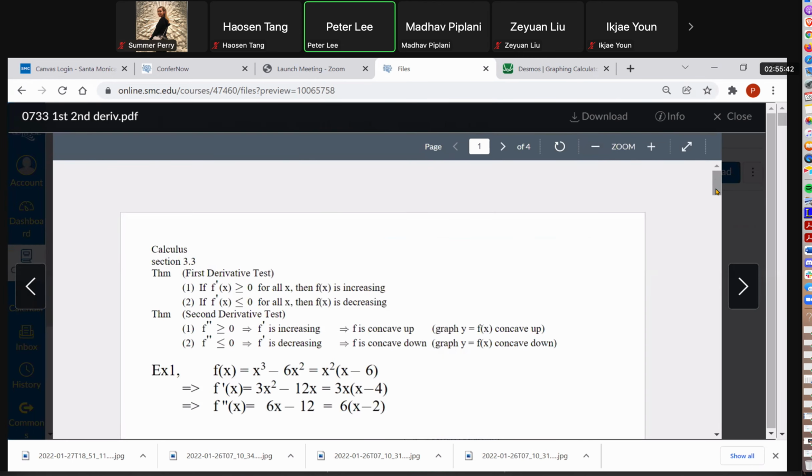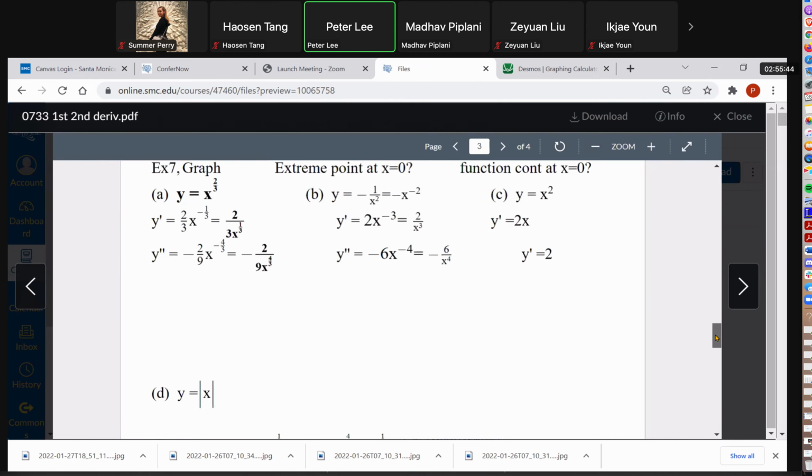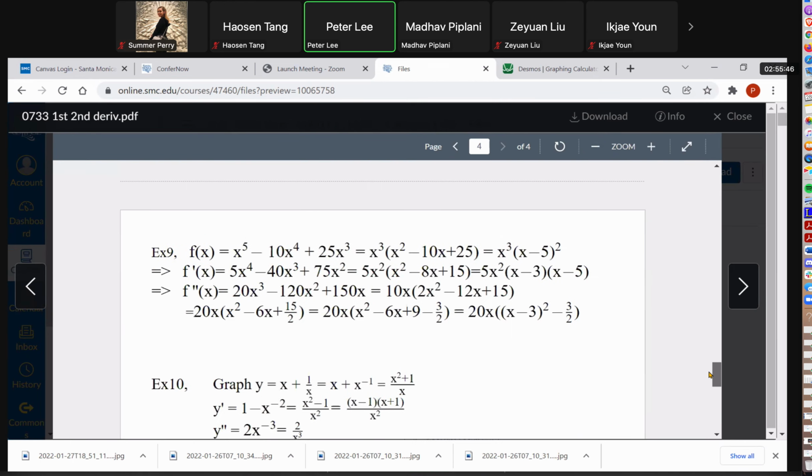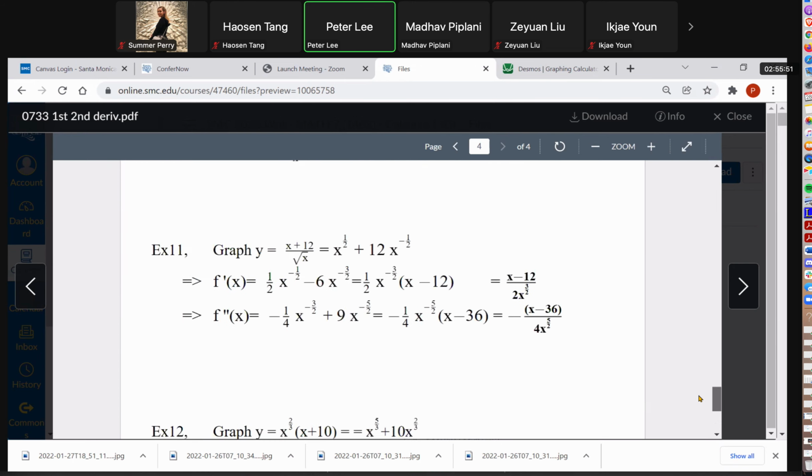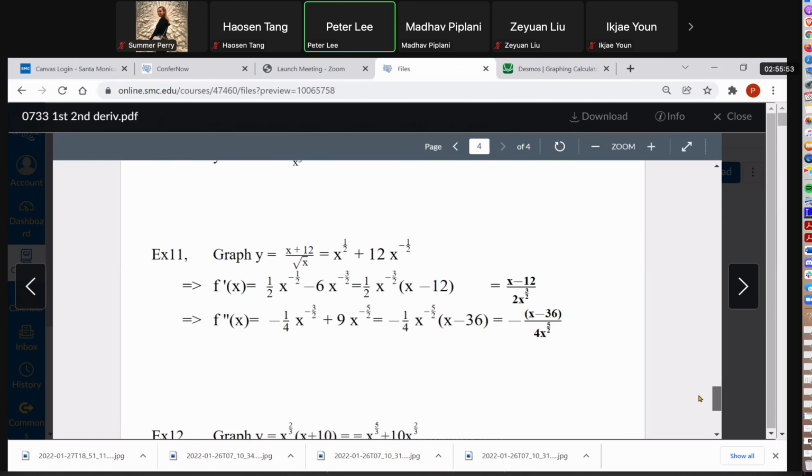Oh, yes, it's here. Yeah, if you look at the bottom here, we have all these calculations. Example 9, example 10, example 11, example 12. There you go. All of these, I did all the derivatives for you.